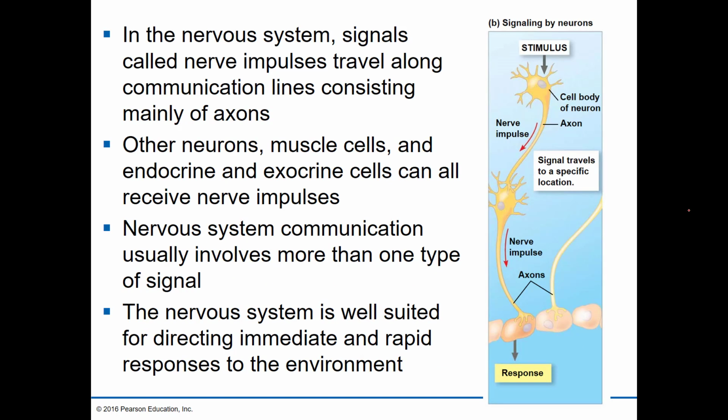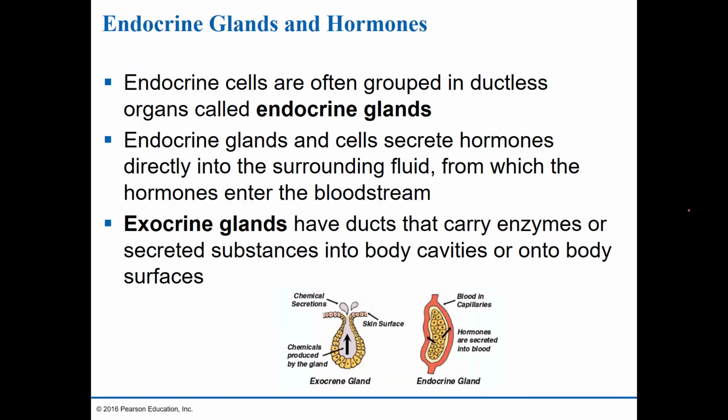In the nervous system, the signals are called nerve impulses, and they travel along communication lines consisting mainly of axons. Those axons are like your arm, and it's the highway that takes the stimulus to the brain or to whatever cell is going to elicit a response. Other neurons, muscle cells, and endocrine and exocrine cells can all receive nerve impulses. Nervous system communication usually involves more than one type of signal, and the nervous system is well suited for directing immediate and rapid responses in the environment.